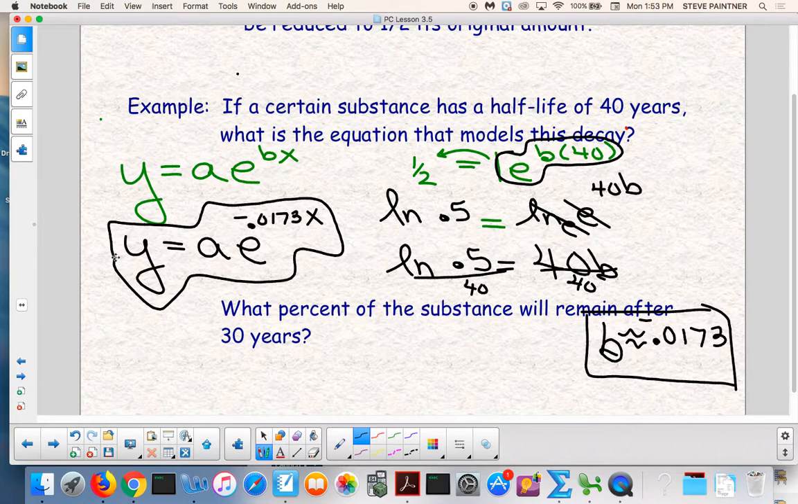If I want to know how much is left after 40 years, I put it right there. The starting value, you could make that up. Or maybe in the problem they actually give it to you, but they did not give it to us here.